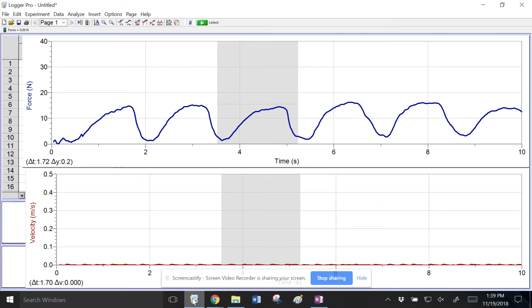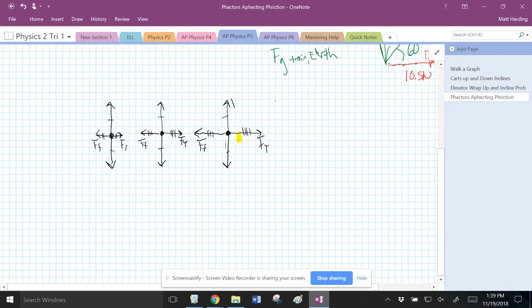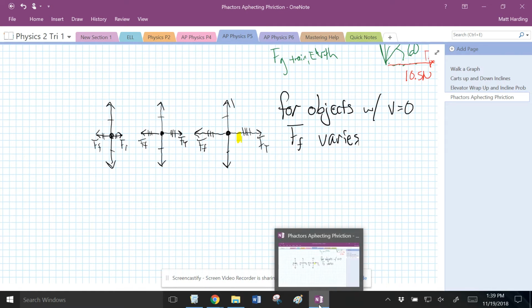The velocity is 0 this whole time. Whatever I'm increasing the tension to, the friction has to match it, otherwise the velocity would change. So for objects at rest, friction force is variable. FF varies, okay? It's easy to determine if I know what the other force is. That's how much friction there is.